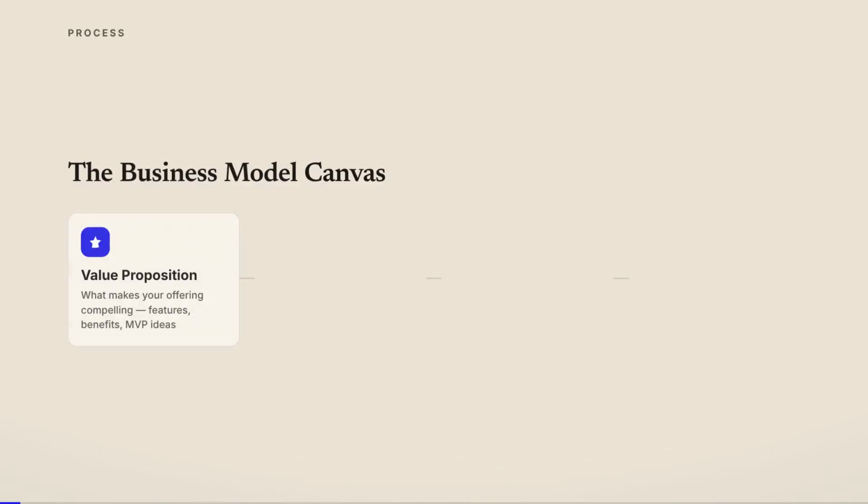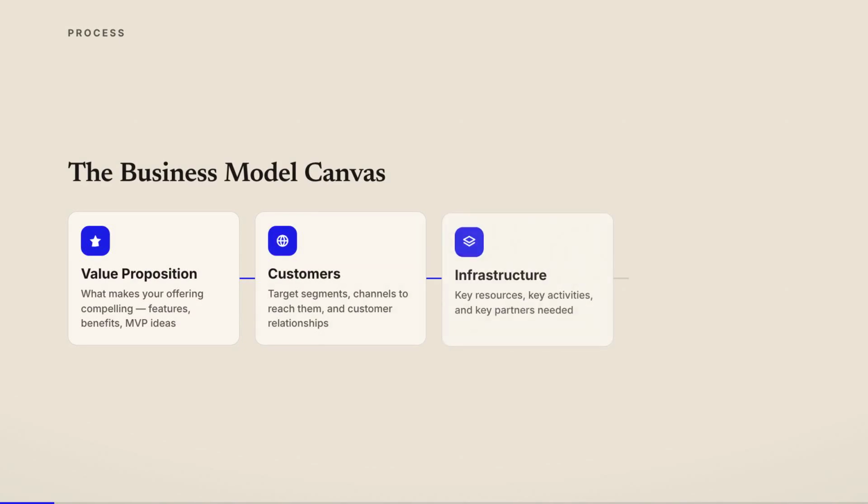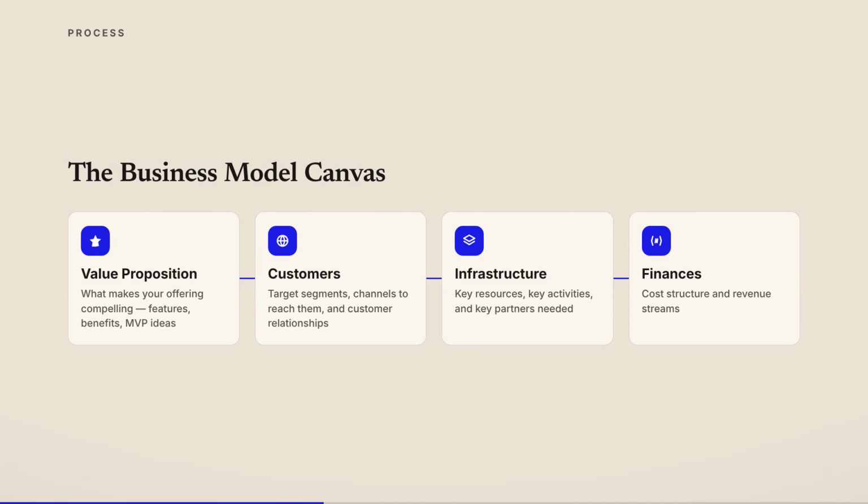Once you have market intelligence, you need a way to organize your assumptions. The business model canvas is a template that summarizes the 9 key components of a business model in a single diagram. The starting point is the value proposition. What makes your offering compelling? What features and benefits it provides, and what a minimum viable product might look like.